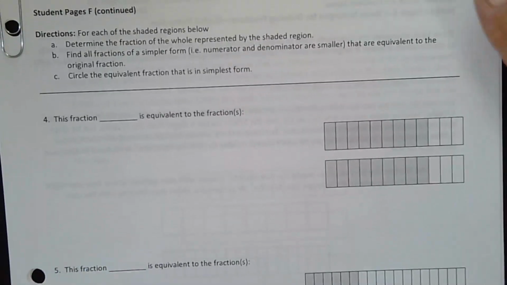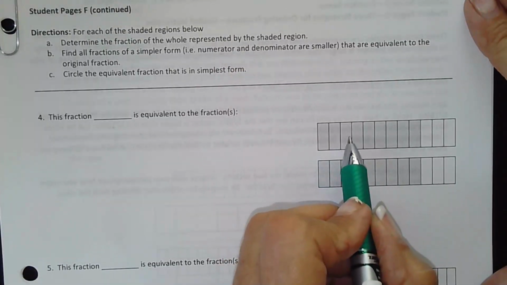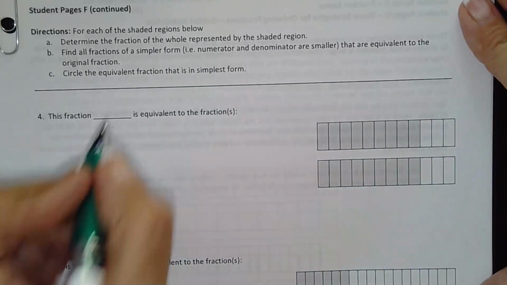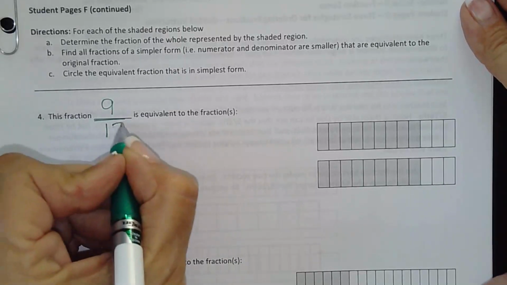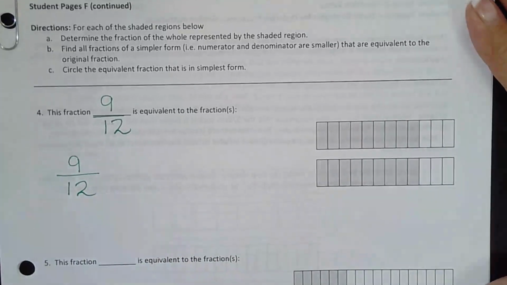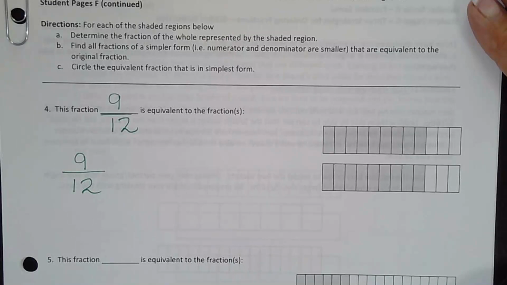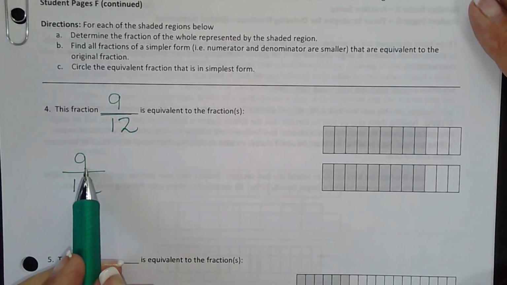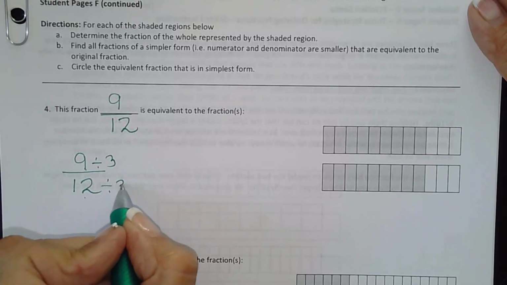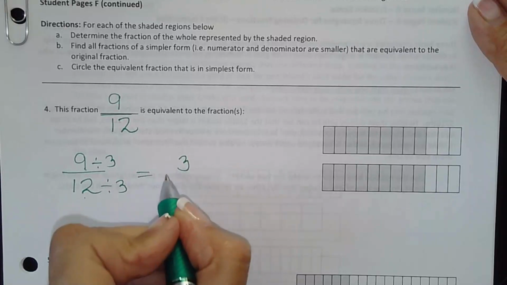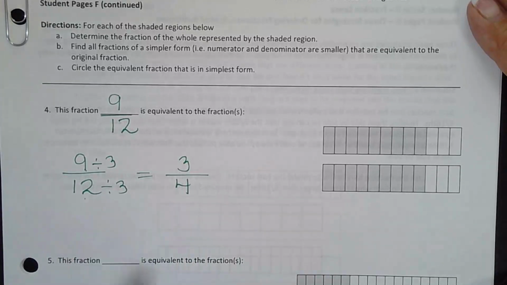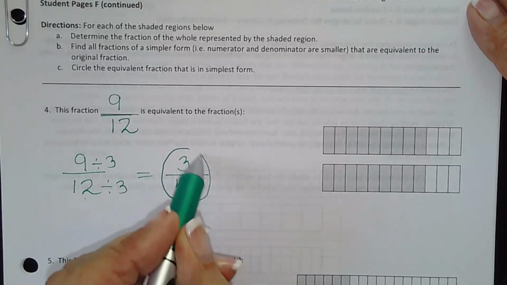Just continued, I guess. So 1, 2, 3, 4, 5, 6, 7, 8, 9, 10, 11, 12. So 9 out of 12. So I see that 9 is not even, which tells me I can't pick 2 for simplifying. So then I try 3. Does 3 go into both of these? Yes, it does. 9 divided by 3 is 3. 12 divided by 3 is 4. Nothing else will go into 3 and 4 except for 1, so that's my simplest form.